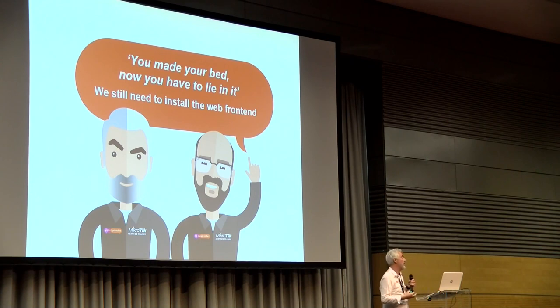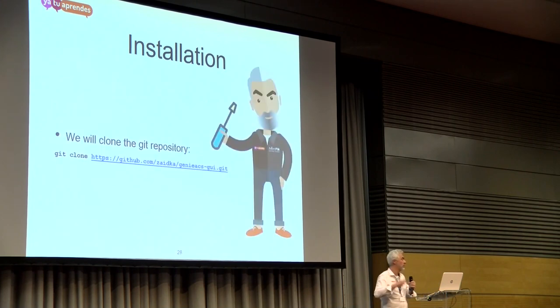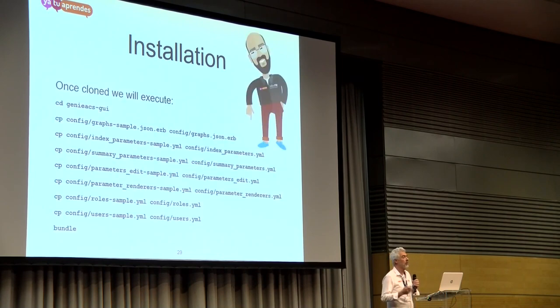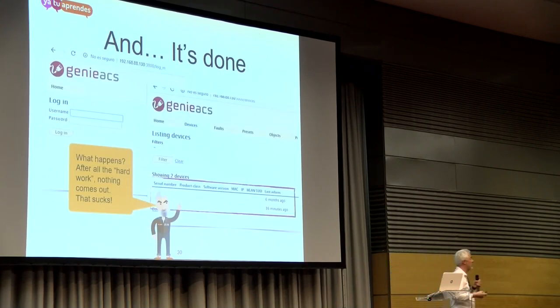Then we also have to install the front end to interact with the system. How can we do that? The front end is also called GenieACS, and is based on Ruby on Rails and bundler. We also have to clone the Git repository for the front end, copy the default files to the configuration, and run the migration and so on. Then we have the front end online. We can log in with a super secret user admin and password admin. Super secure user and password.